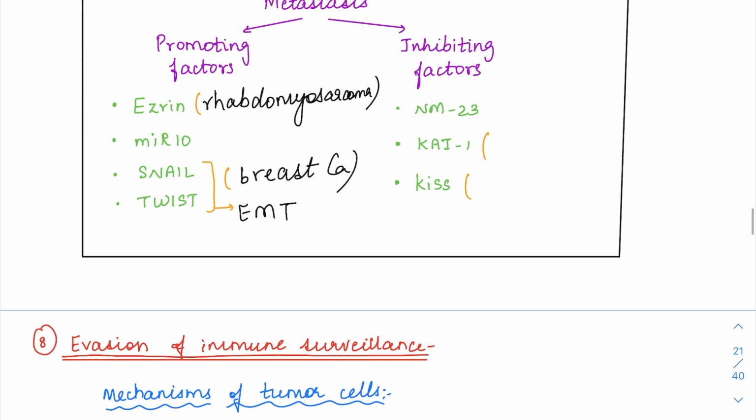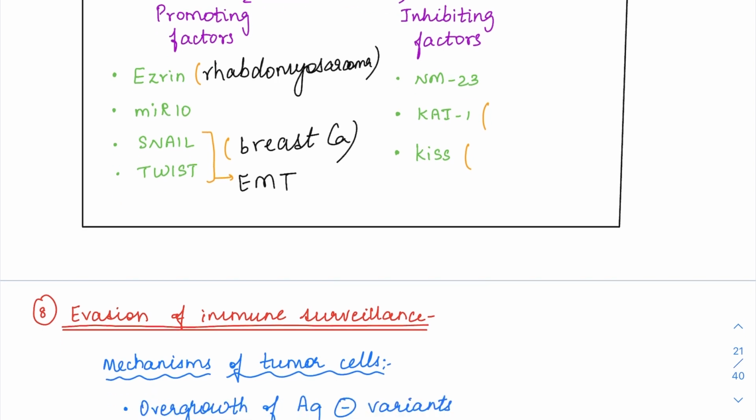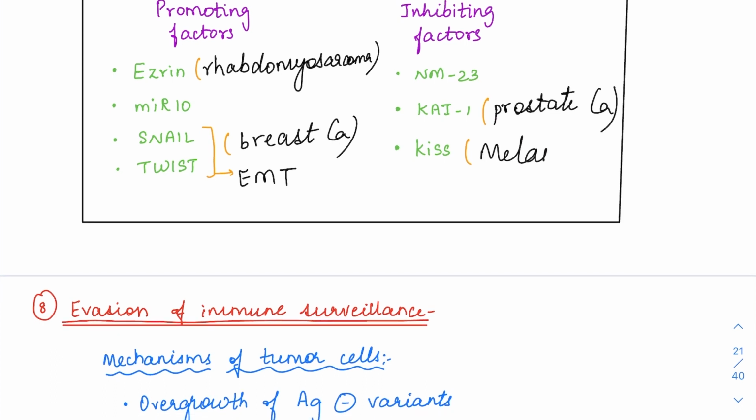So the factors inhibiting metastasis will be NM23, KAI1 and KISS1. This KAI1 is involved in the pathogenesis of prostate cancer, and KISS1 in the pathogenesis of melanoma. So these again can be asked as MCQs. Okay.